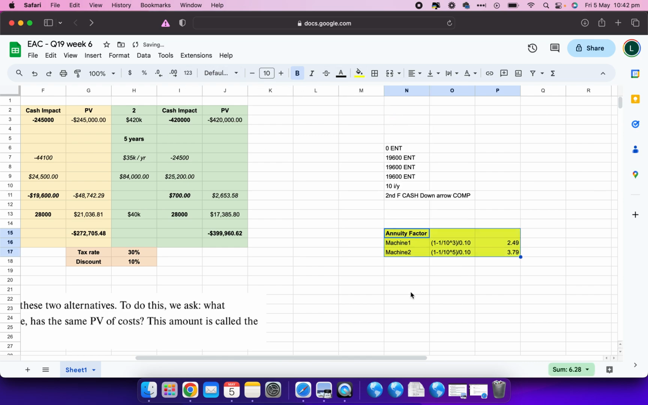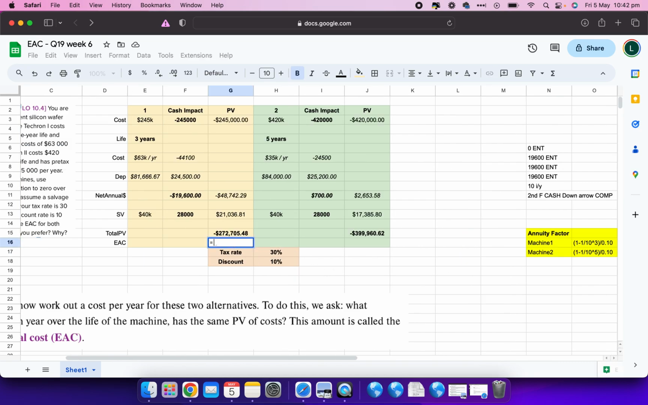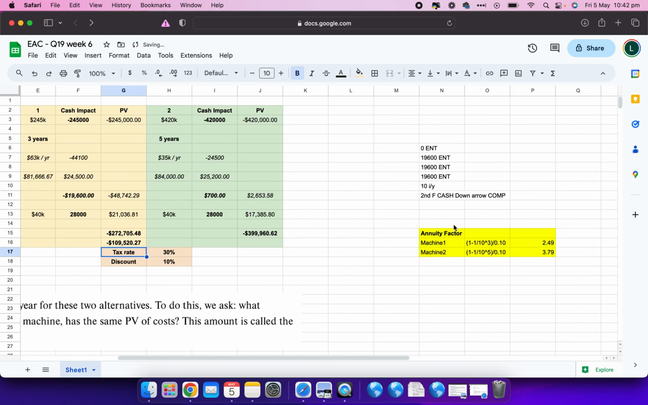So I've got machine 1, machine 2. These are the formulas in order to get our annuity factor. So it's 1 minus 1 over 1.10, where 10% is our discount rate, to the power of 3, which is the number of years we have, divided by 0.10. So that's our 10%. Okay, so we've been given our two annuity factors over here. So all I need to do is divide by our annuity factor for machine 1. And then this one here, divide by our annuity factor for machine 2 here.